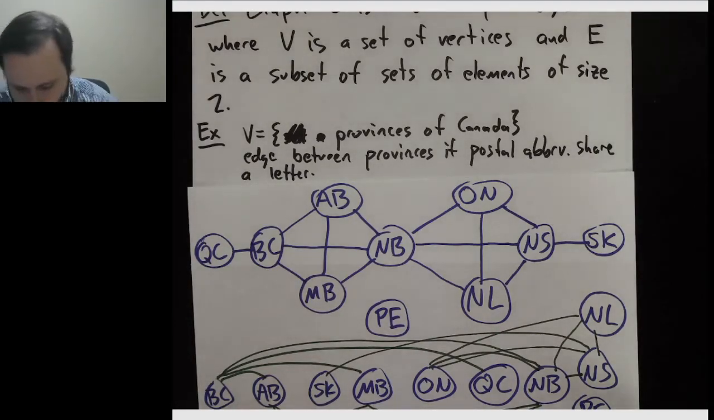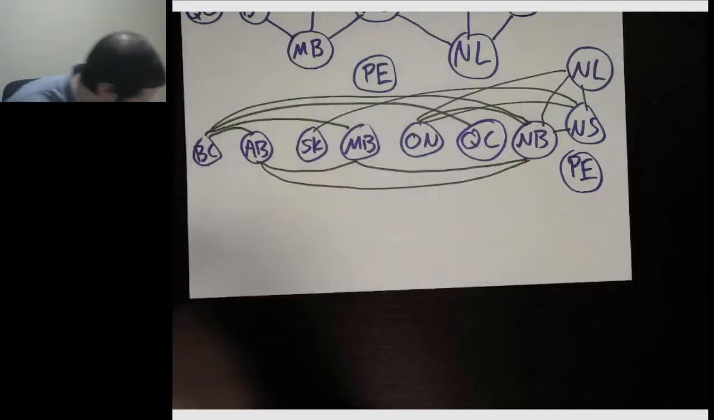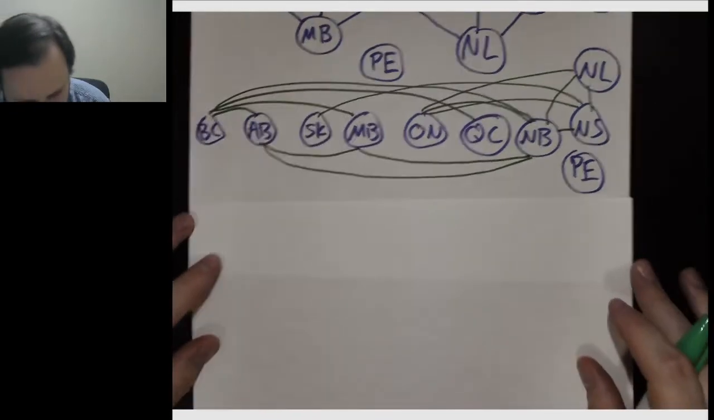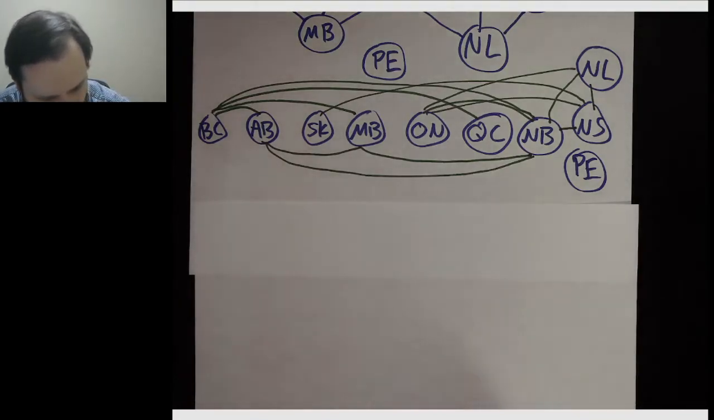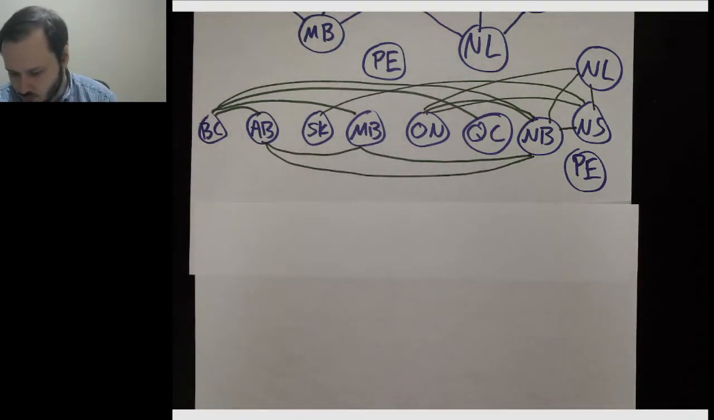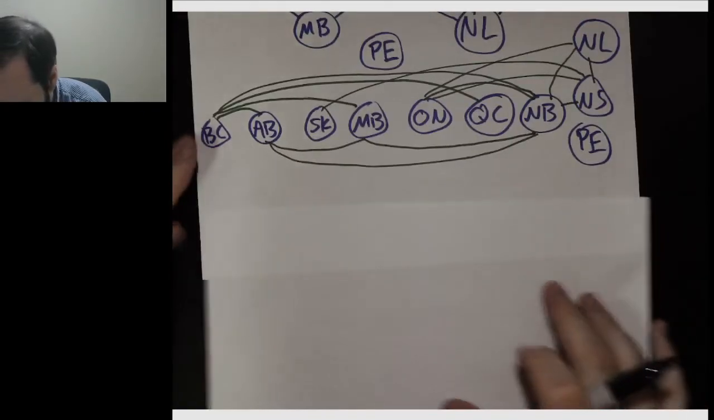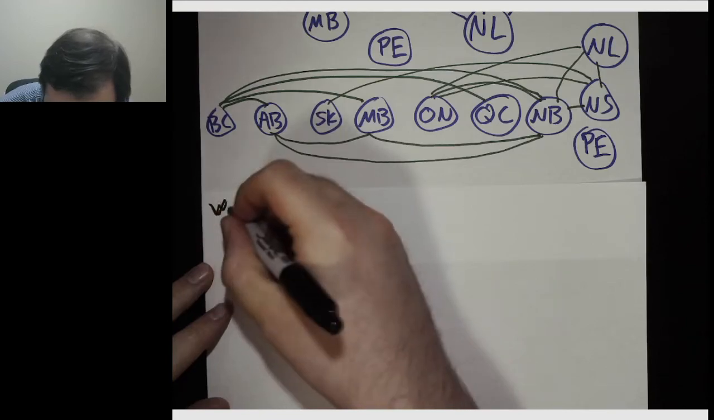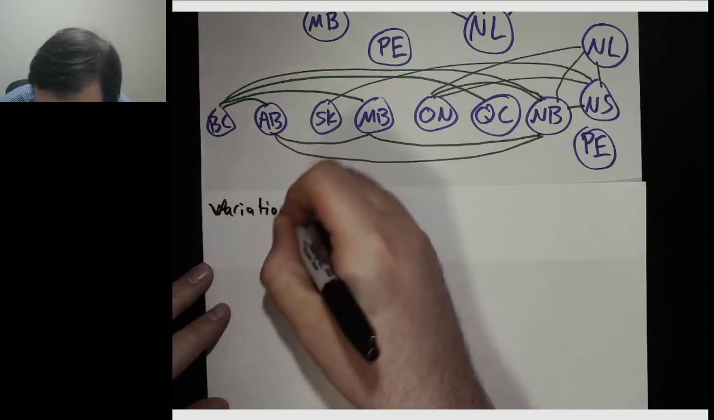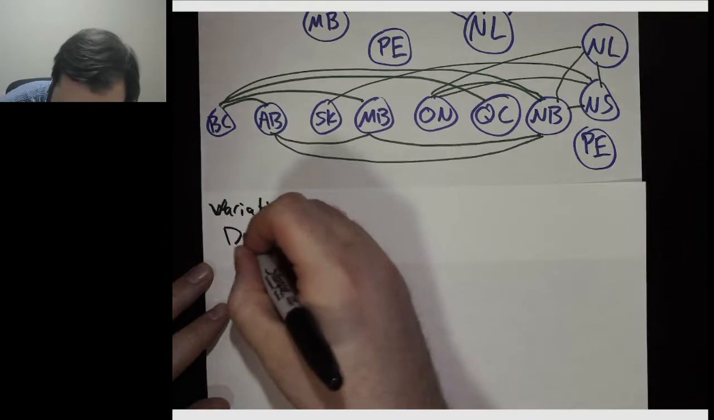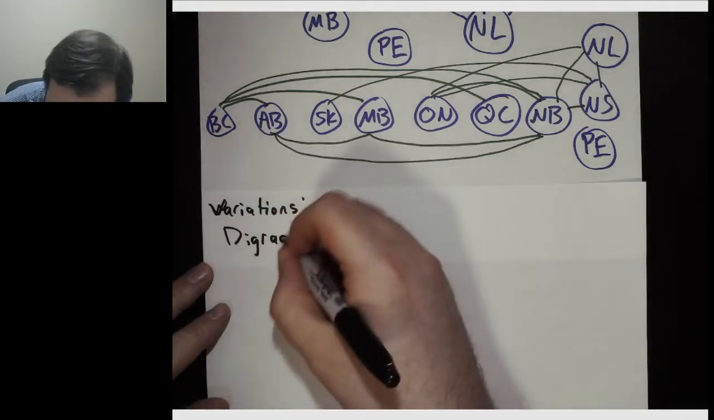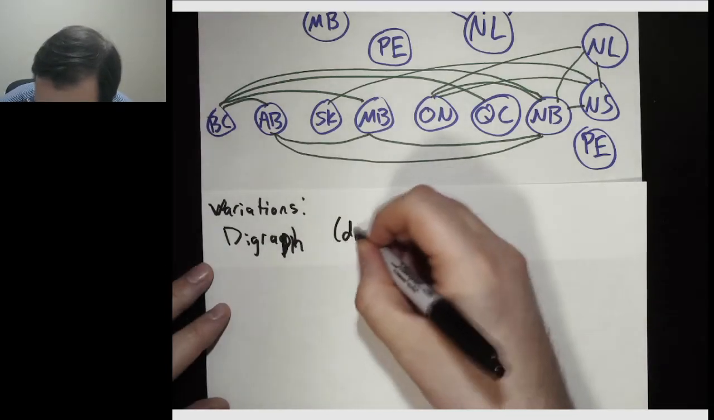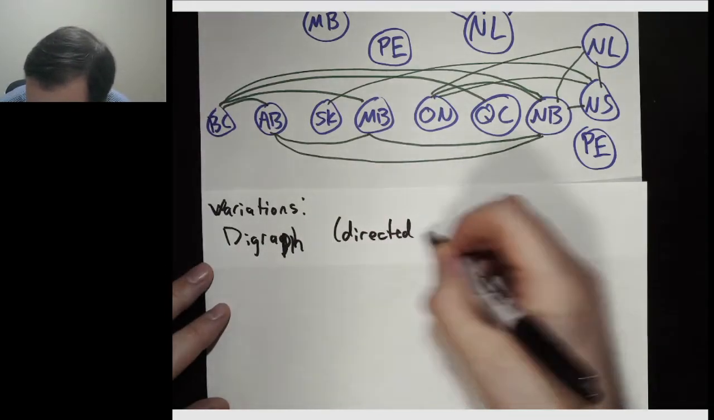Okay, let's talk a little bit more about graphs. There are lots of different variations on graphs. So everything I've done so far would be considered a simple graph, but I want to talk about some possible variations. One is a directed graph, or a digraph.